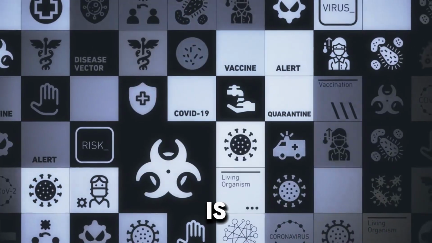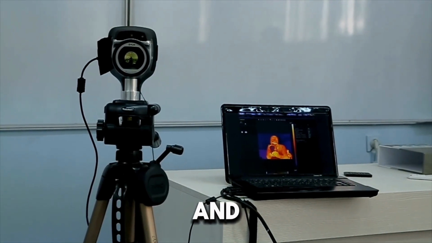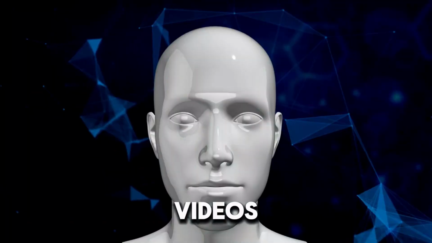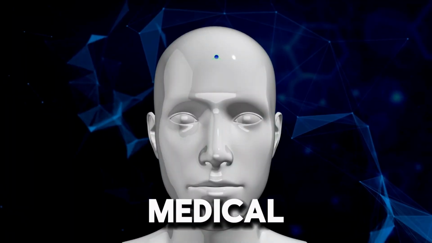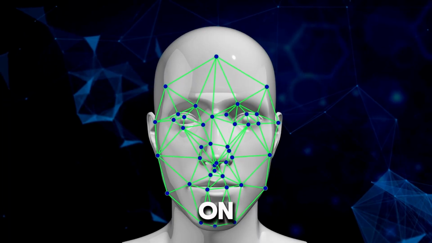Another common term is computer vision. This refers to an AI's ability to interpret and understand images and videos. It's used in facial recognition, medical imaging, and even in self-driving cars that recognize objects on the road.